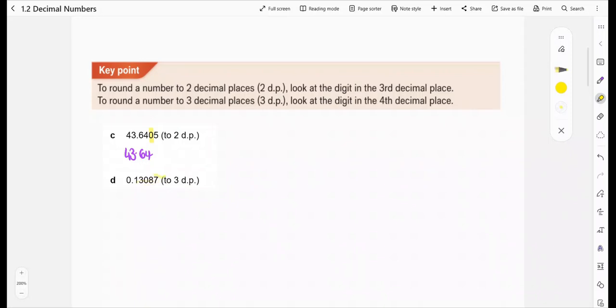For this next one, we're asked to round to 3 decimal places. So counting along, we look at the fourth decimal place, and that is 8. 8 is 5 or more. Therefore, the 8 is going to round the third decimal place digit up to a 1. And you will get 0.131.